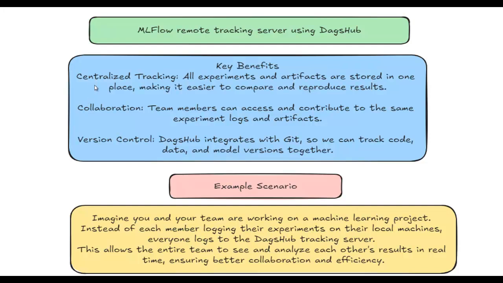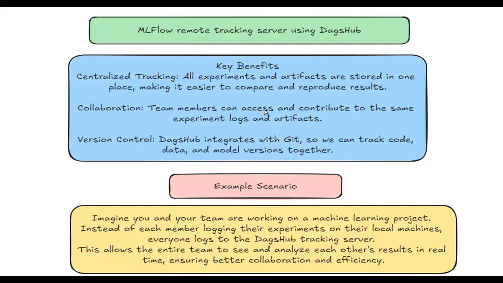First benefit, centralized tracking. All experiments and artifacts are stored in one place, making it easier to compare and reproduce results. Second benefit, collaboration. Team members can access and contribute to the same experiment logs and artifacts. Third, version control. DagsHub integrates with Git, so we can track code, data, and model versions together. So these are some of the key benefits of using DagsHub as a tracking server for MLFlow.